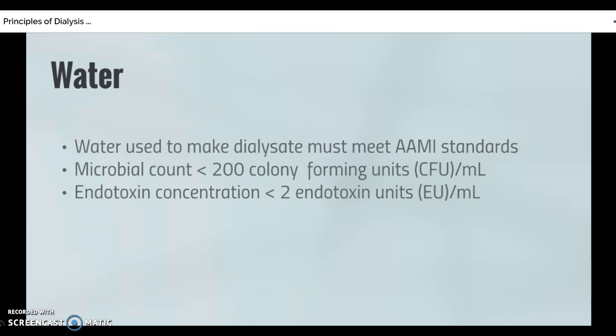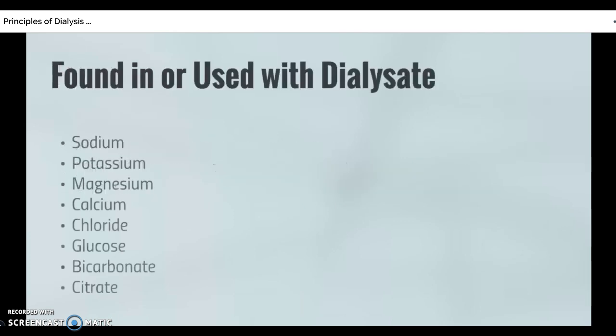So water used to make dialysate must meet what we call AAMI standards. It needs to have a microbial count of less than 200 colony forming units, while the endotoxin, which are also bad, needs to be less than 2 endotoxin units. You'll learn more about that in the next learning plan.